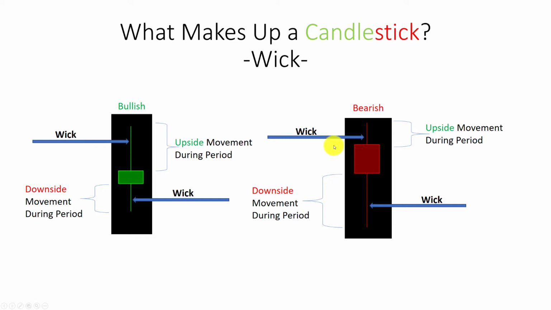Now candles do not have to have wicks. Sometimes you will see a candle that has no upper wick or no lower wick, but as this is just an introduction, you're likely going to see wicks on candles. And when we talk about patterns and different kinds of candles, we'll talk about that more, but this is just what you need to know. The upper wick is showing upside movement, lower wick is showing downside movement during that period.